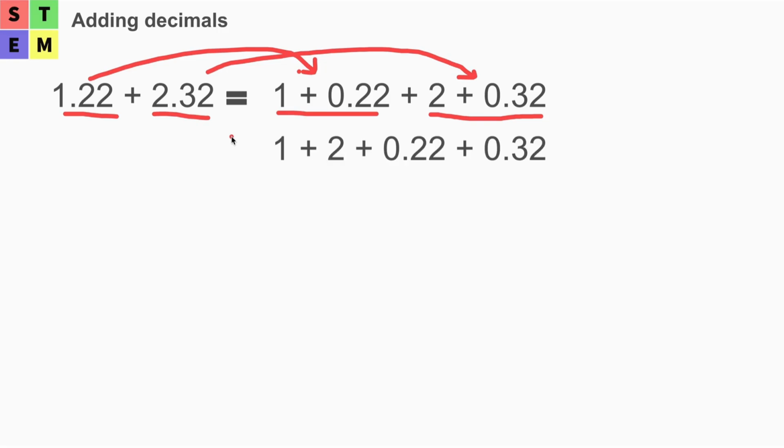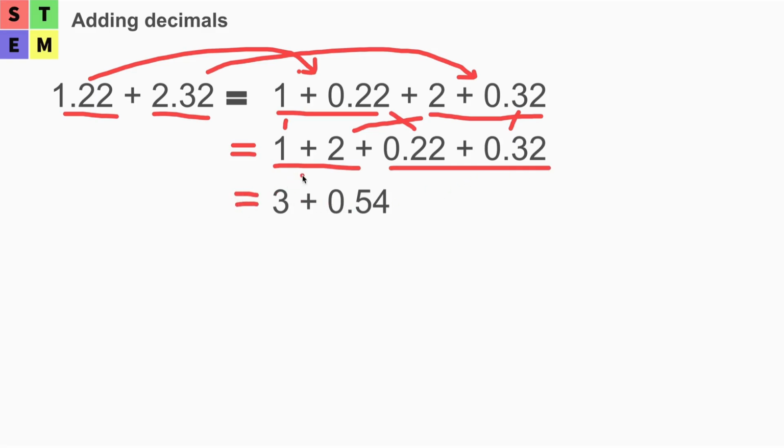And now let's switch them, right? So again, 1 here, 2 here, 0.22 here and 0.32 remains there. And then we calculate 1 plus 2 first, and we calculate this, right? So 1 plus 2 equals what? Equals 3. And 0.22 plus 0.32 is 0.54, right? 0.54. How is that?